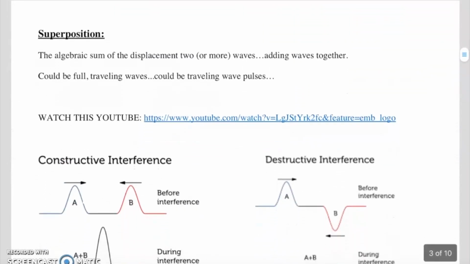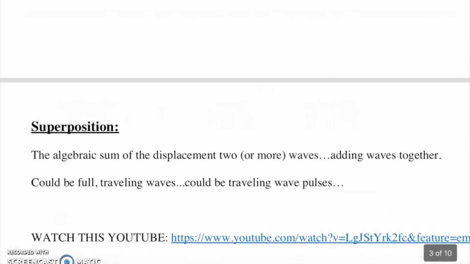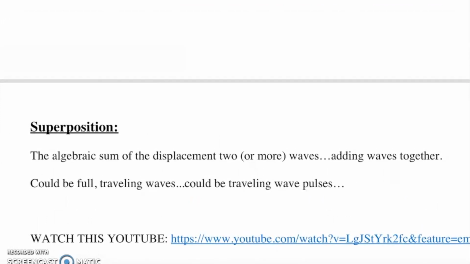So I'd like to move on to something called superposition. Superposition is the algebraic sum of the displacement between two or more waves. Superposition is a fancy way of saying you're going to add waves together. So when you have waves that are starting to interfere with each other, they're overlapping, you can add those waves together. Sometimes this means that you're adding negatives, so it kind of looks like subtracting, but overall, you can always add the two displacements, positive or negative.